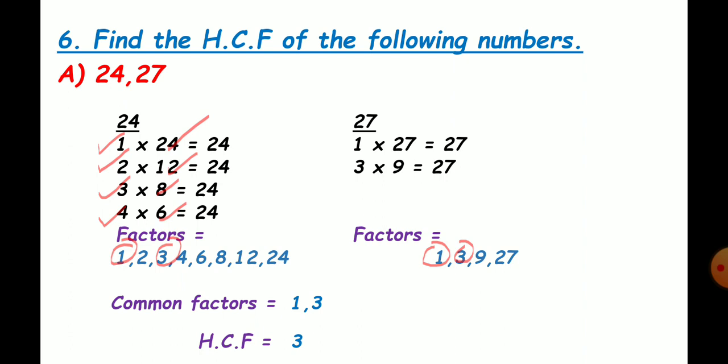This is easy, right? So how will we find the common factors? First we will find the factors of the two numbers, and then we will circle the common factors from the factors of both numbers, and then we will write it. Now how will you find the highest common factor? From the common factors you will find the biggest number and you will write that as the answer. Very good. Now let us go to the next sum.